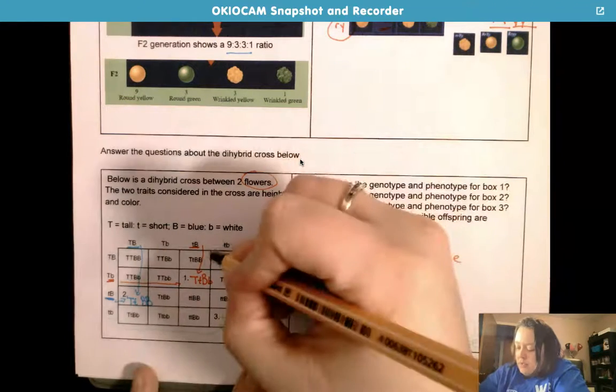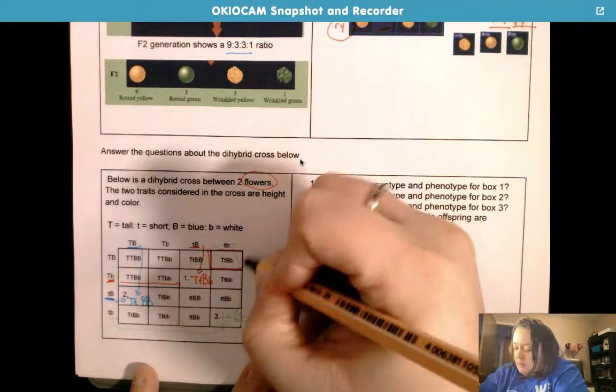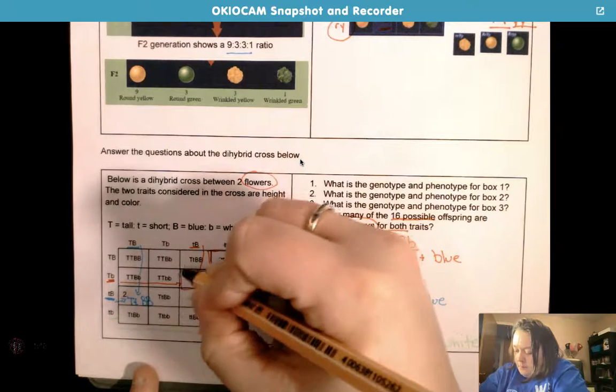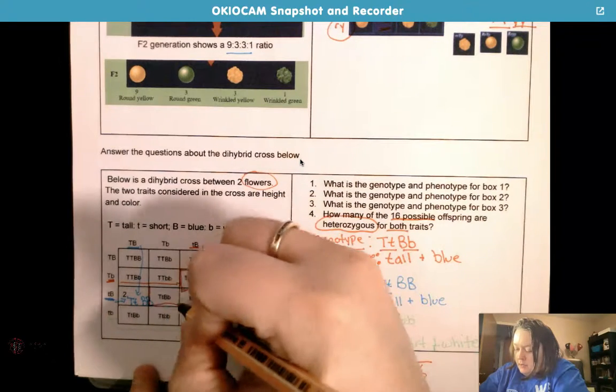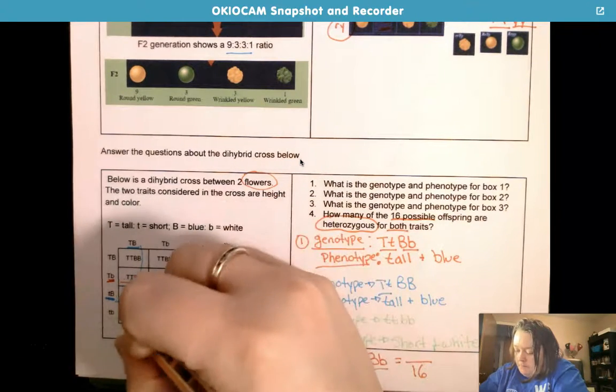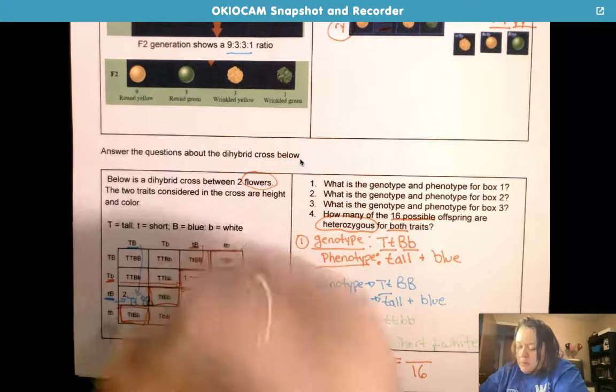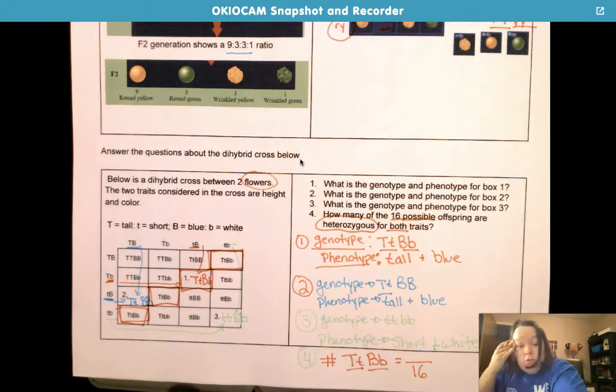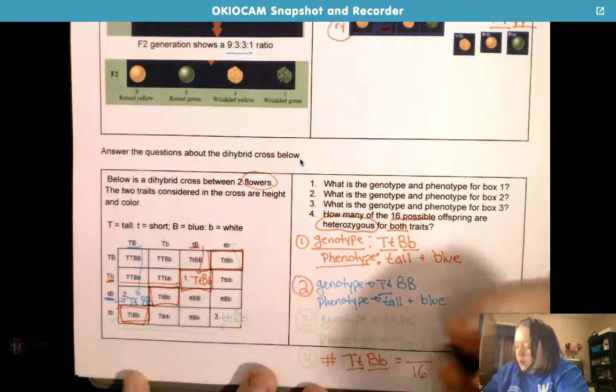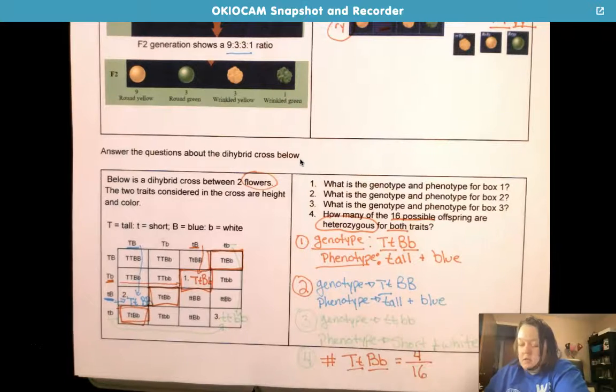So I'm going to search for them, and I'm going to box them in red. And then we're going to count them up. So those are our heterozygous. I circled them. There are 4. 4 out of 16 are heterozygous.